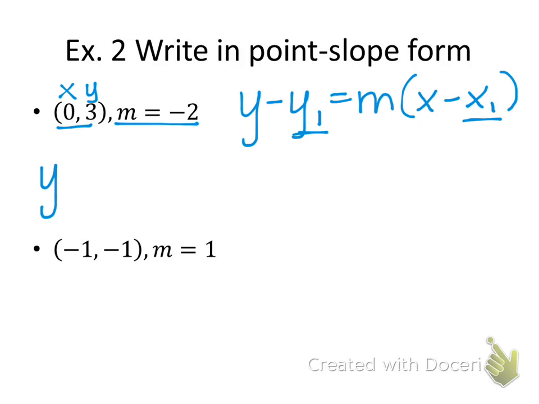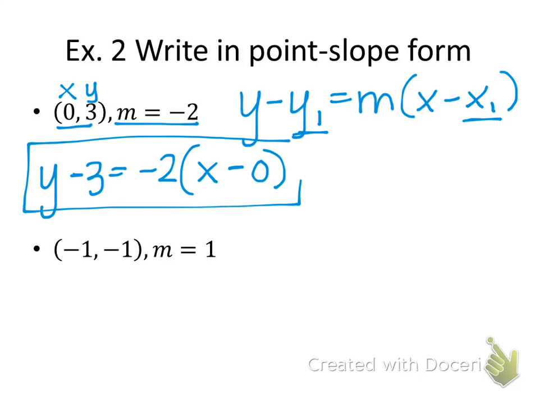So I'm going to write y minus, what would I plug in for y1? What number in that point represents y? 3 equals m, what did I get for m? Negative 2 times x minus, what number am I going to plug in for x1? 0. This is point-slope form right here. All you got to do is plug it in. Okay, you don't got to solve it. You don't got to do distributive property. There's nothing to do. This is your final answer. You need a point and a slope, which is exactly what they gave us.